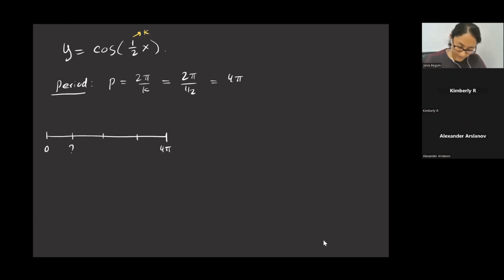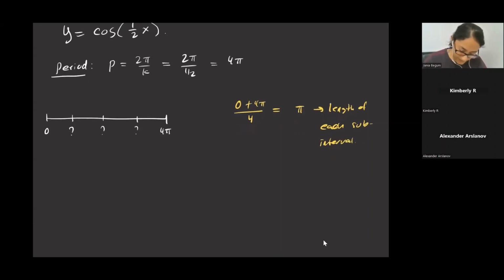So you have to find what these points are right here. The way you're going to do that, you take the length of the interval, that's 0 to 4 pi, and you divide that by 4. That tells you how far you're traveling from one interval to the next. So this will just be pi. So this is the length of each sub-interval.